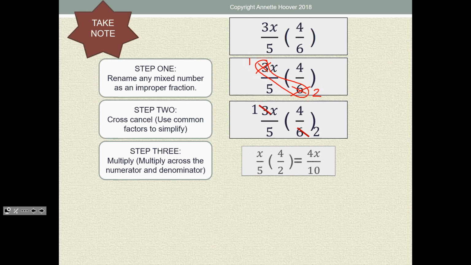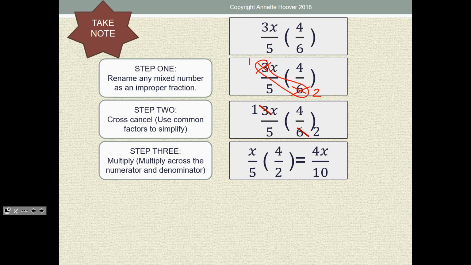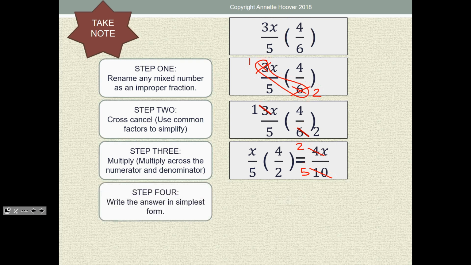Now I'm ready to multiply across. Well, the 1 in front of the x becomes an invisible 1, or if you want to leave the 1 there. You can do 1 times 4, which is 4, times the unknown number of x. So we write that as 4x. And 5 times 2 is 10. So we have 4x divided by 10. We can simplify this because the 4 and 10 are divisible by 2. 4 divided by 2 is 2, and 10 divided by 2 is 5. So in our final answer, we have 2x divided by 5.